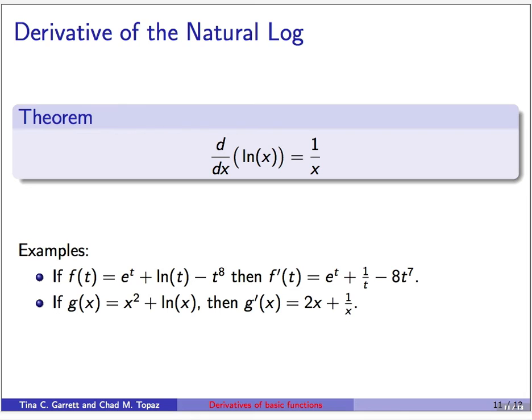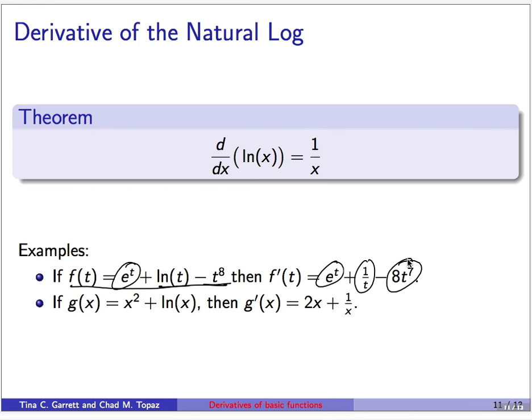So if we look at some examples, if we have f of t equals e to the t plus natural log of t minus t to the 8th, this one has just about all our rules in it. The derivative of e to the t is just e to the t. The derivative of natural log, according to our new rule, is 1 over t. And the derivative of t to the 8th, we use the power rule, is 8t to the 7th. And then we're using the sum and difference rules here to put them all together.